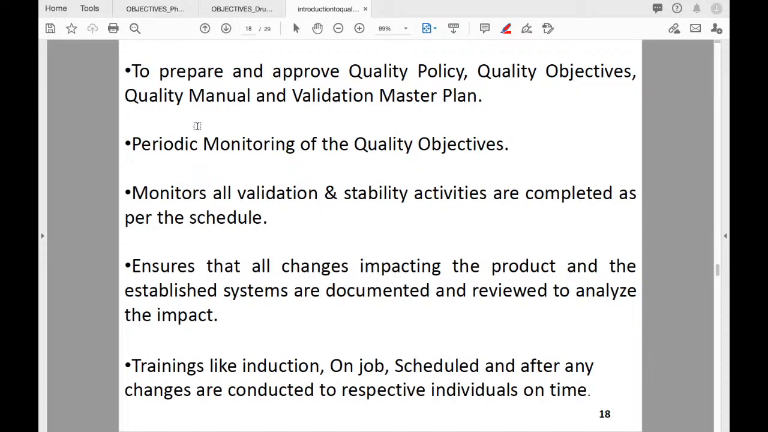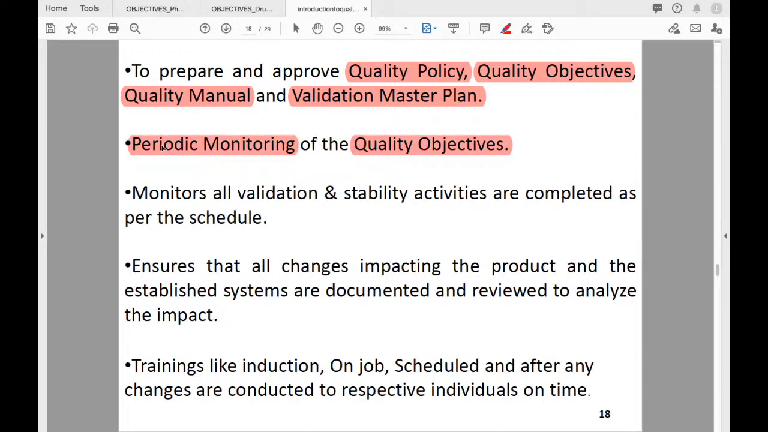Further, to prepare and improve quality policy, quality objectives, quality manual, and validation master plan, right? And periodic monitoring of the quality objectives. That all things that you're doing, they are in the right manner, right level. There is nothing going wrong with them. And monitors all the validation and stability activities as completed per the schedule. Make sure the things that you are dedicated with your time plan are being done on time, and you're giving your product to the clients or to the market on the right schedule time.